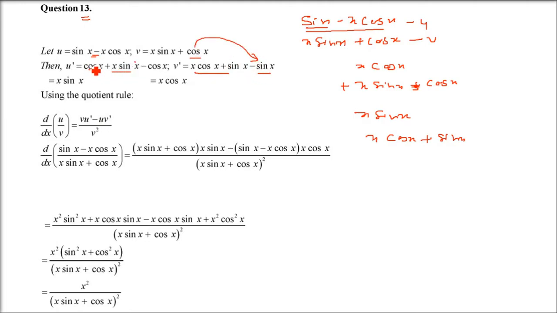Now what you see here is cos x and cos x, so you can just eliminate it. x sin x will come. Here you have sin x and sin x, just eliminate it, only x cos x will come. So ultimately u dash will be x sin x and v dash will be x cos x.